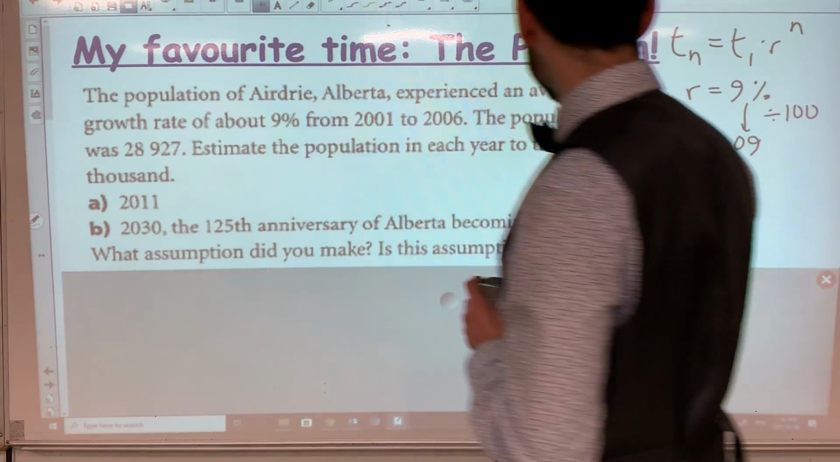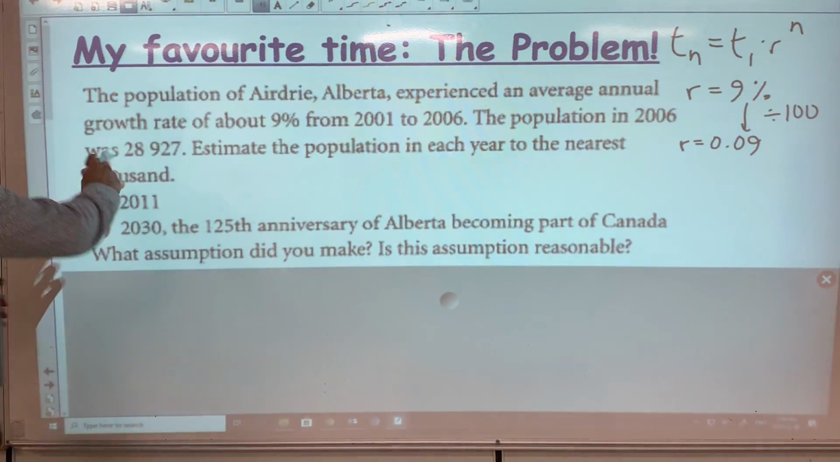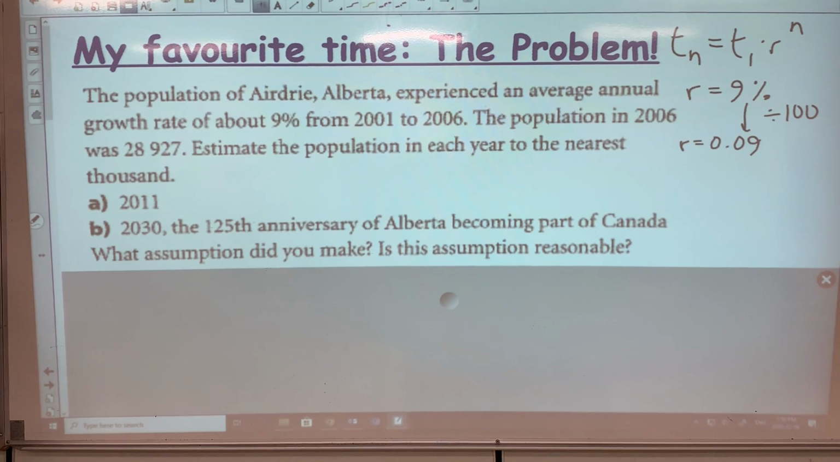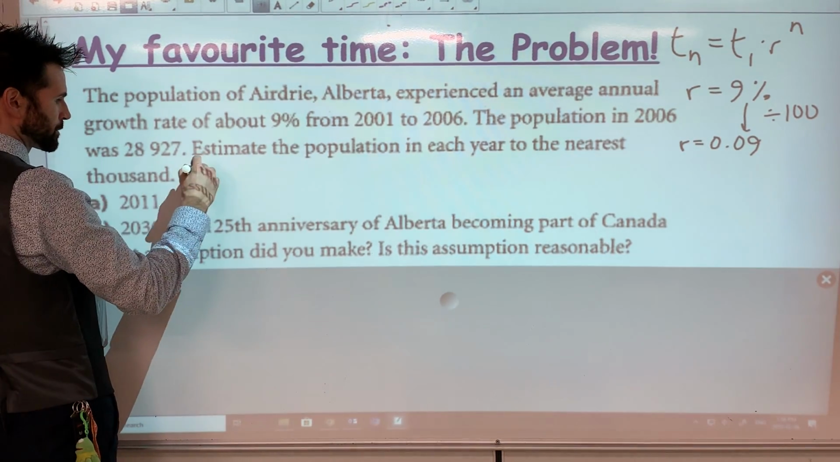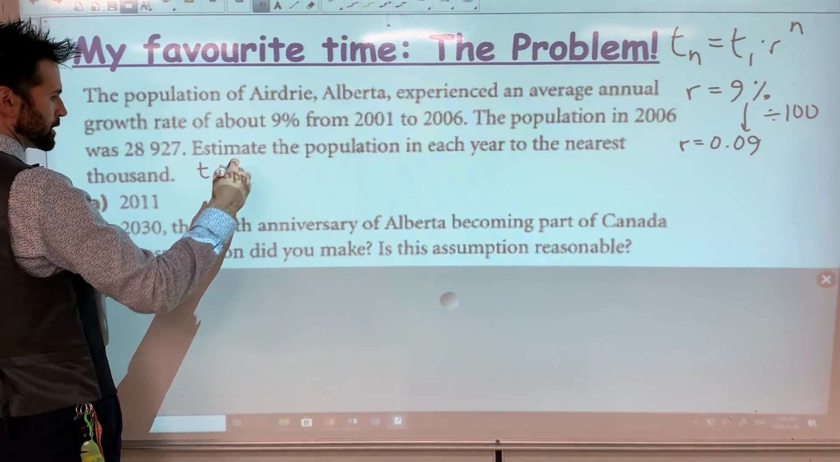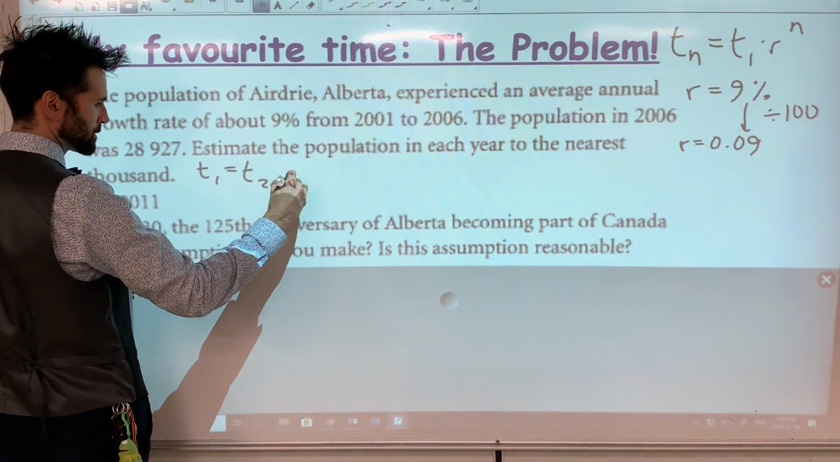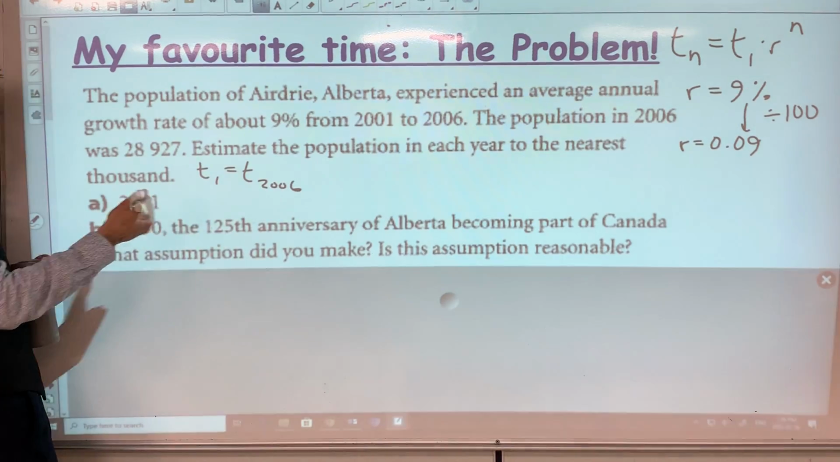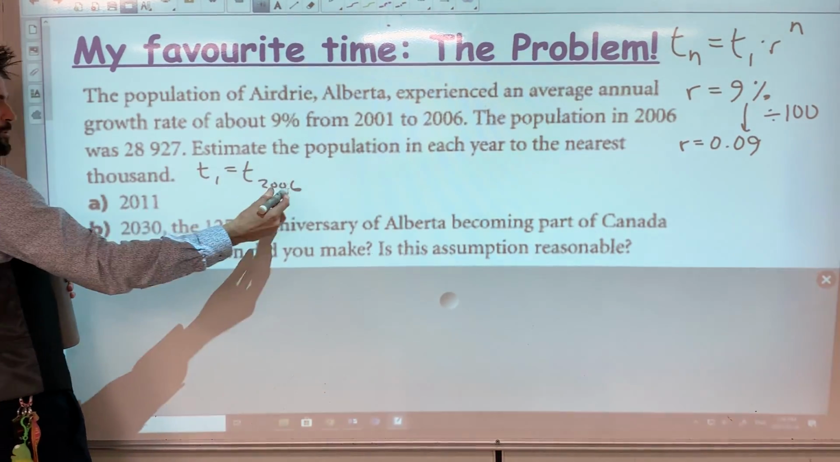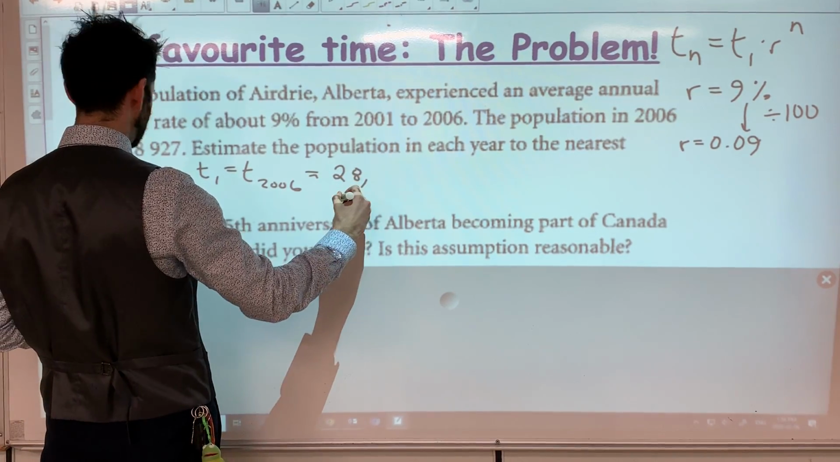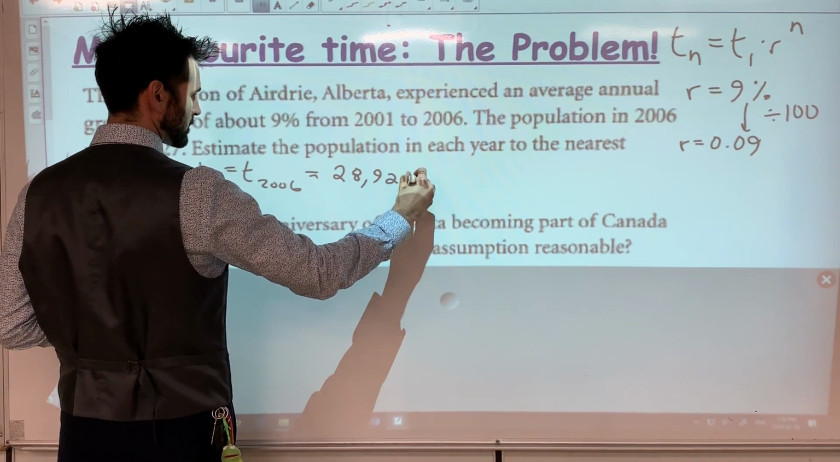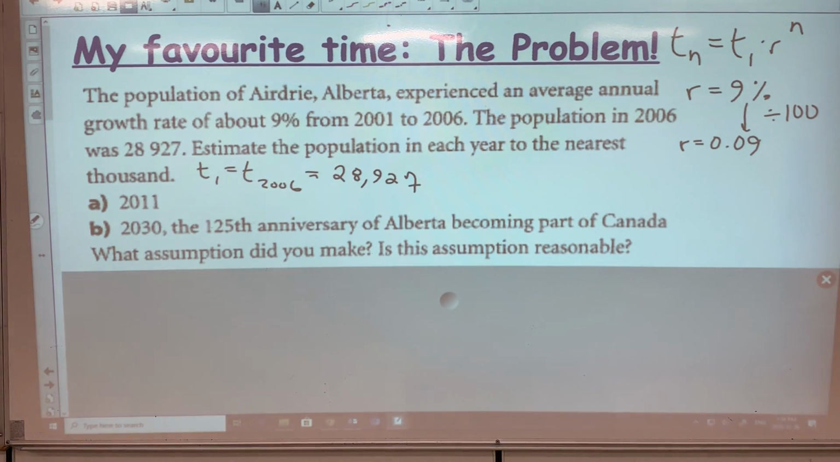All right, so it says the population in 2006 was this, and estimate the population in each year to the nearest thousand. So 2006 is like our term 1. So we want to think of it as term 1. We can say term 1 is term 2006, so I can remember it's the first year that I'm looking at the population. 28,927. And they ask, what's the population in 2011?